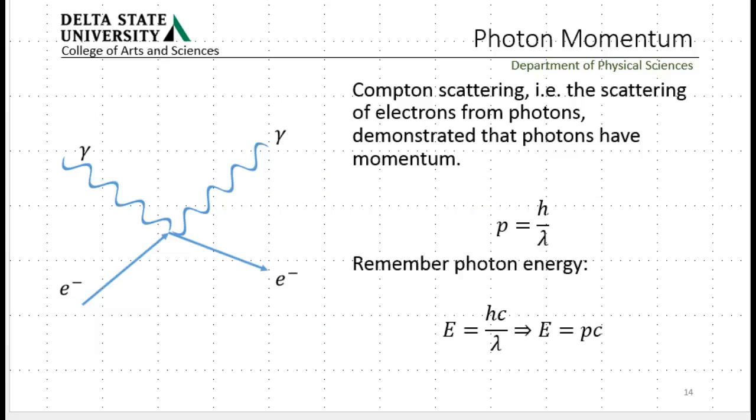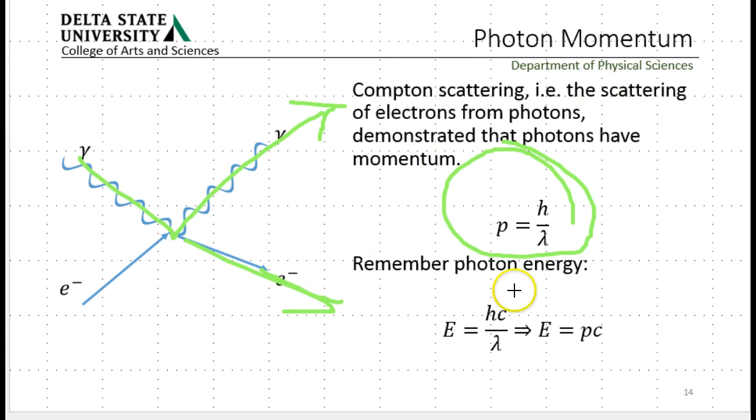So once we understood photons had energy, then we began to look at some other things. One was you could hit an electron with a photon, all right? The photon would bounce off, and the electron would take off in some other direction. Now, what does that mean? That means the photon has momentum, right? And it turns out the momentum equals h over lambda. That's the momentum of a photon.